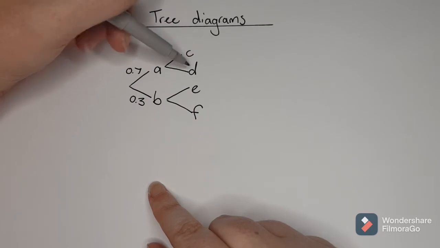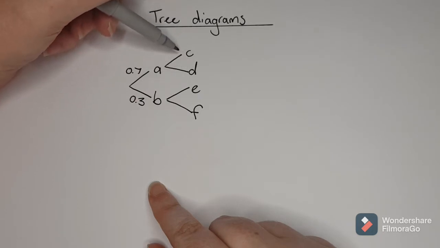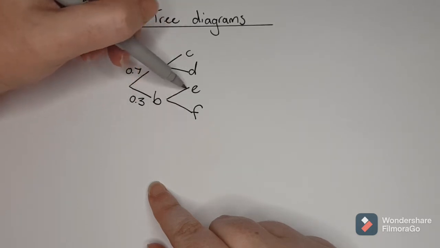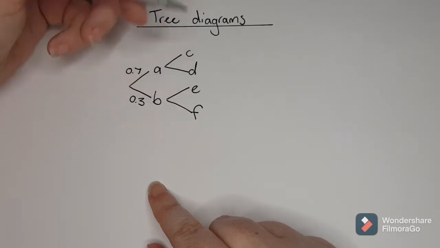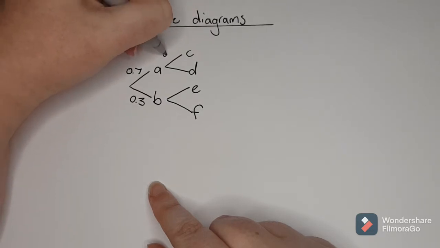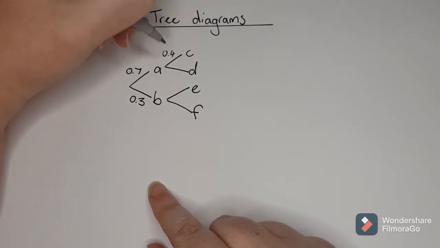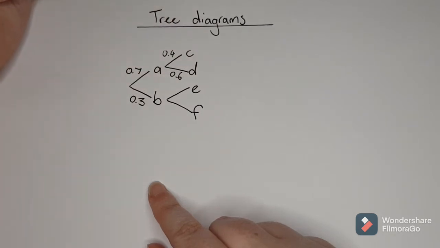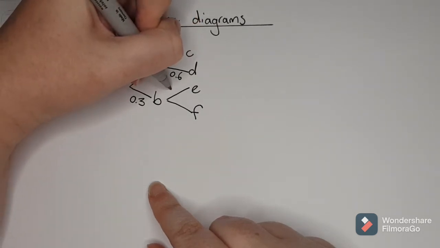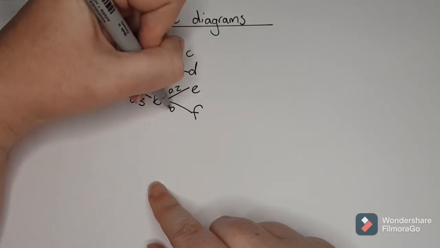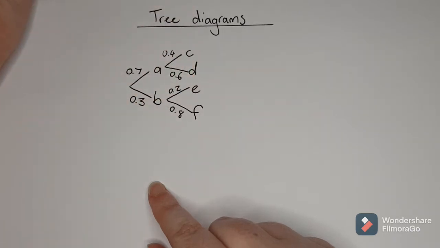So every time I have a new split, so here's a new split and there's a new split, these branches must add up to 1, and then those branches must add up to 1. So, for example, if this one is 0.4, this one must be 0.6. And if this one is 0.2, then this one must be 0.8.